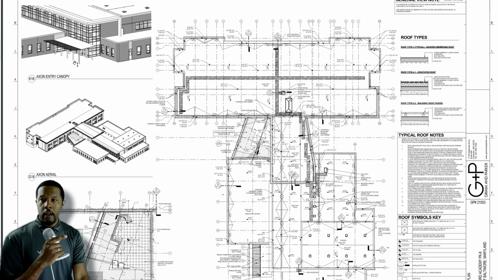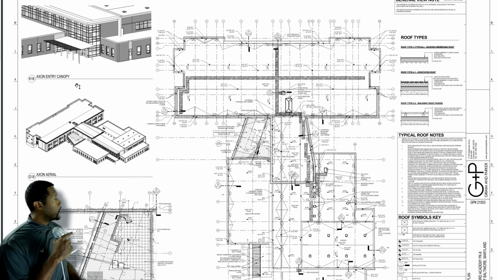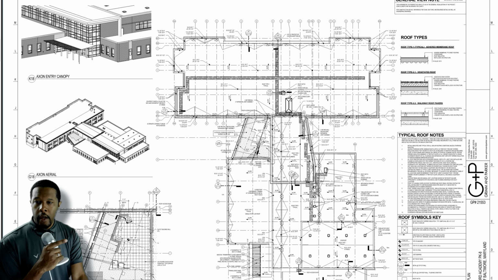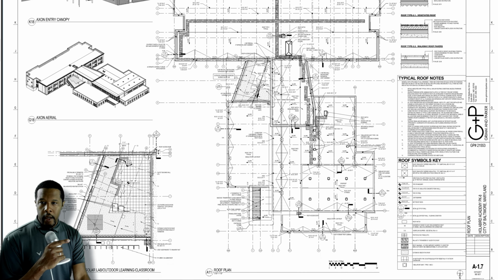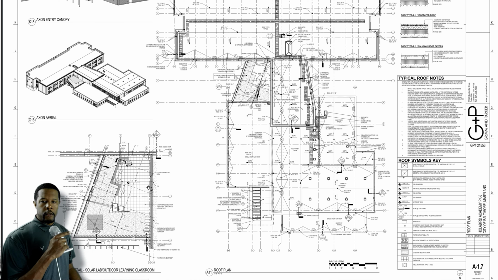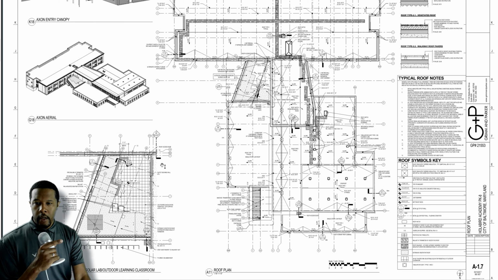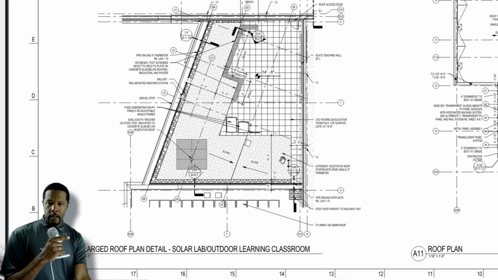It gives you a couple of axonometric views of the entry canopy that we were talking about, as well as the overall view of the whole thing. And it even zooms in and gives you an enlarged plan view of this section of the building, which is that solar outdoor lab learning center. And we can use this as an example.